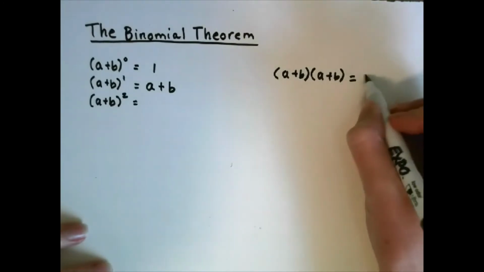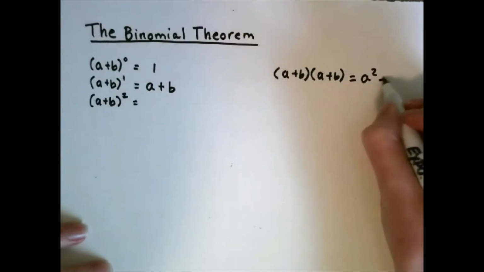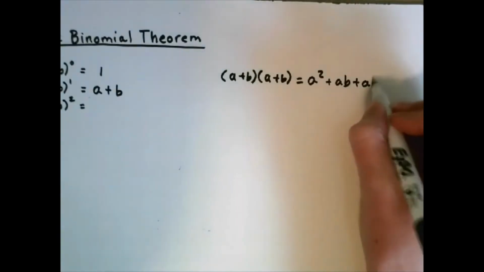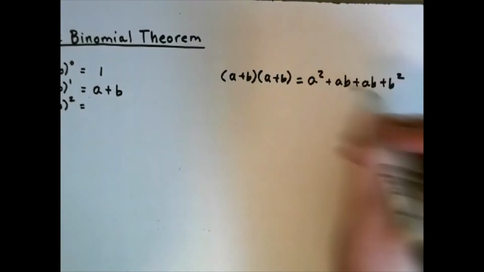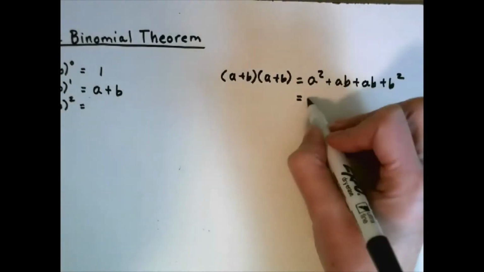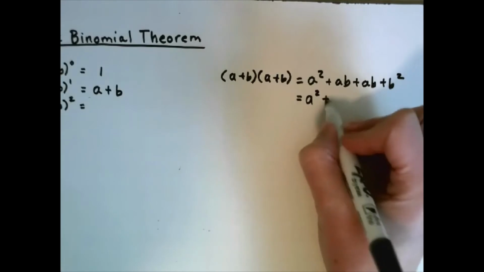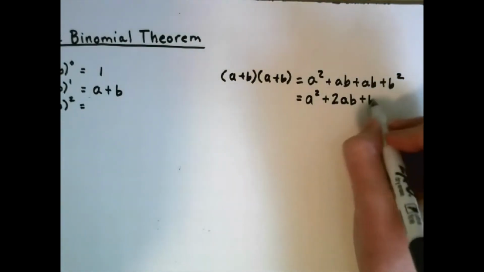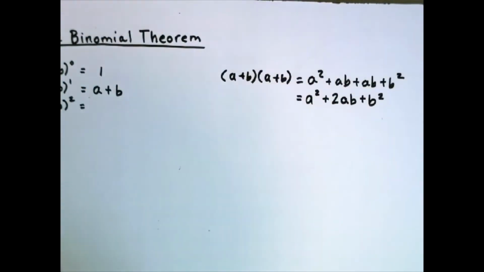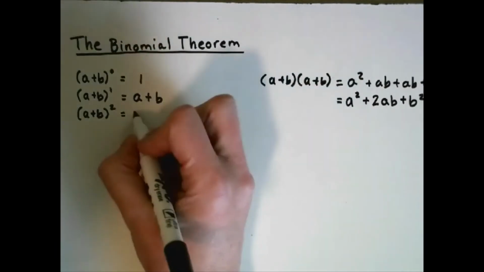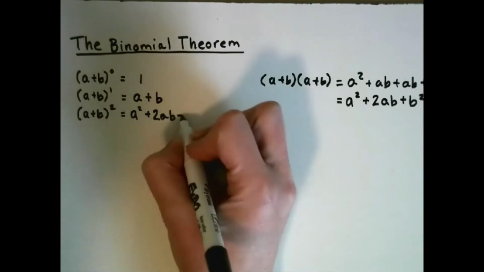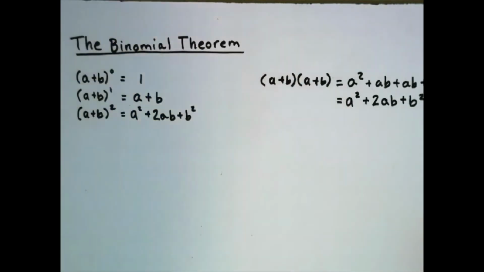So we have a times a, which is a squared, a times b, b times a, and b squared. So we get a squared plus 2ab plus b squared. Okay, so I'll put that over here. A squared plus 2ab plus b squared.